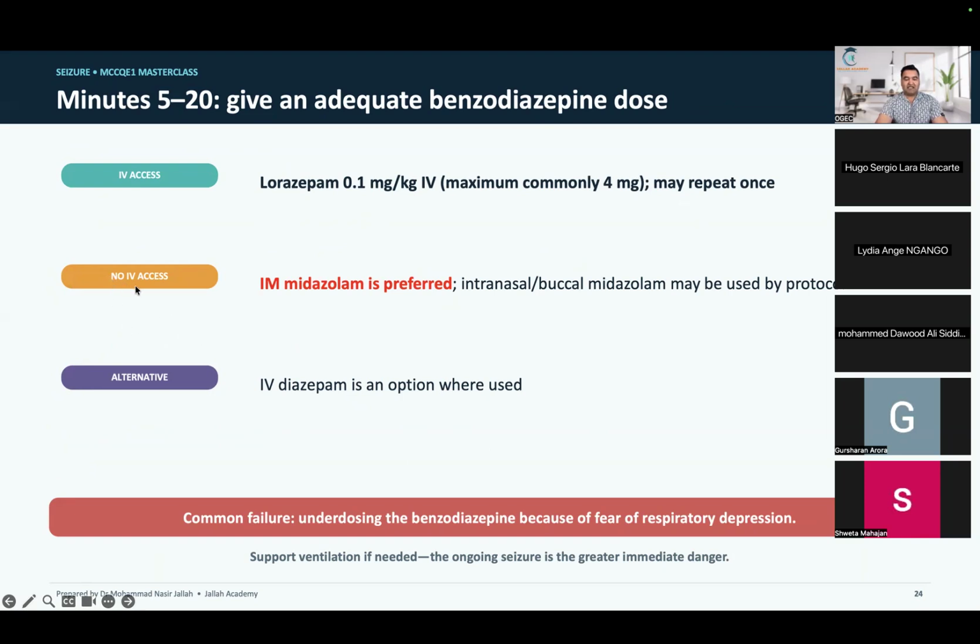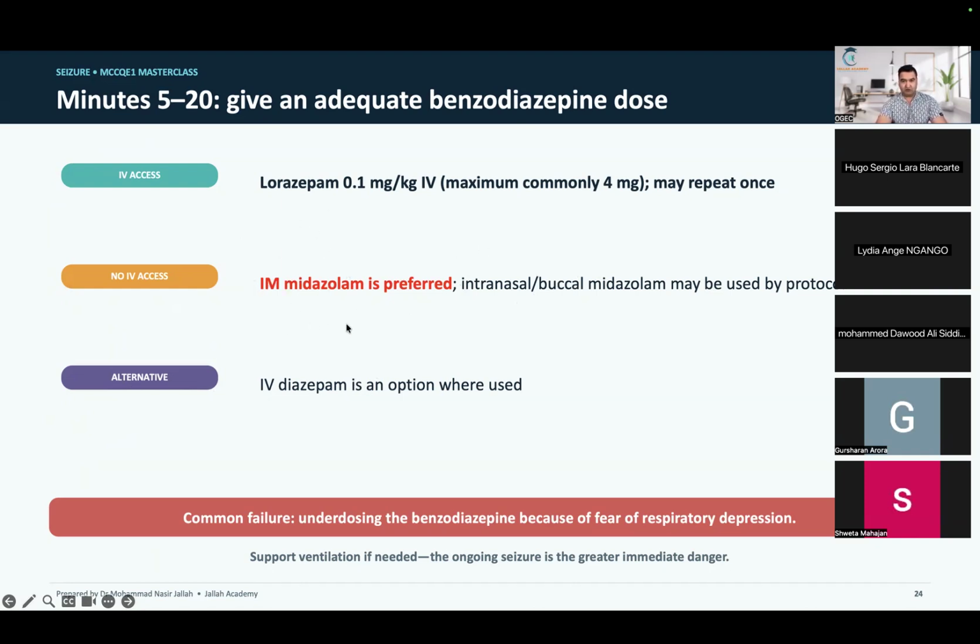If you cannot find the vein, so there's no IV access, then you need to do an IM. IM midazolam is preferred. Even though you have intranasal and buccal midazolam, the IM is preferred if you cannot access the vein. Alternative IV, again, diazepam is an option.